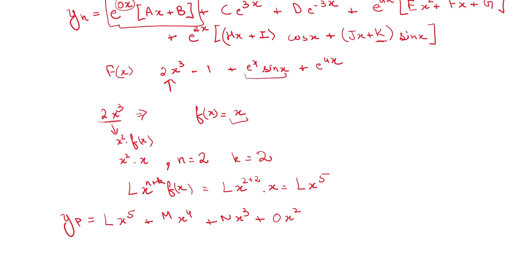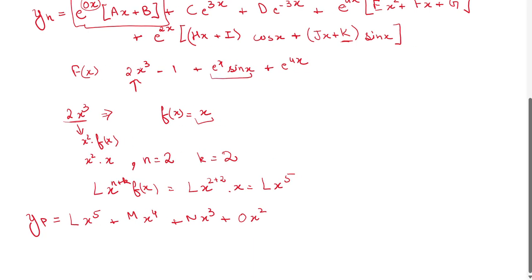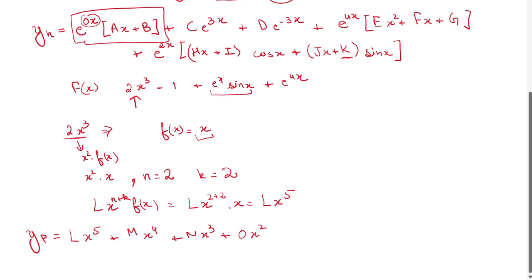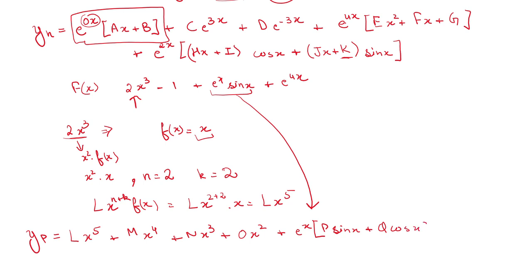Now let's come to e raised to the power x times sine x. As we can see, there's no root that has e raised to the power x. So we can just write the forms that e raised to the power x sine x can take, and we know that's sine x and cos x. So e raised to the power x times (p sine x plus q cos x). That's it.